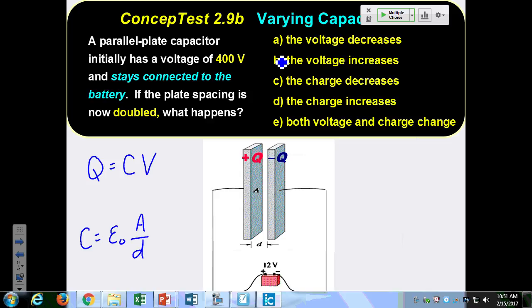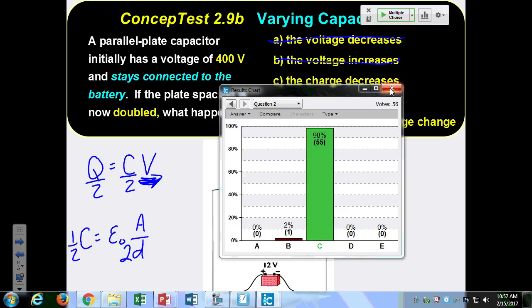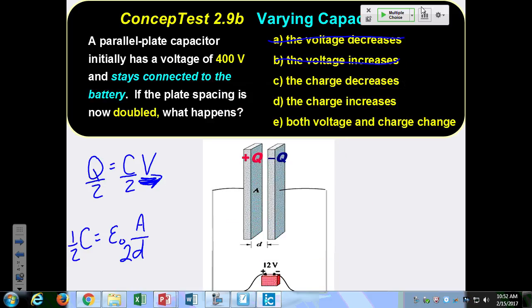So if I have a constant voltage, the battery is on there, so that means the voltage always remains the same. So I can get rid of B and A. The voltage isn't going to change, but something will happen to the charge. If I double my plate spacing, that means my capacitance goes down by a factor of 2. And if I decrease this by a factor of 2, that means that Q decreases by a factor of 2 as well. Did y'all put D? Yeah, C rather, C. So the charge decreases.